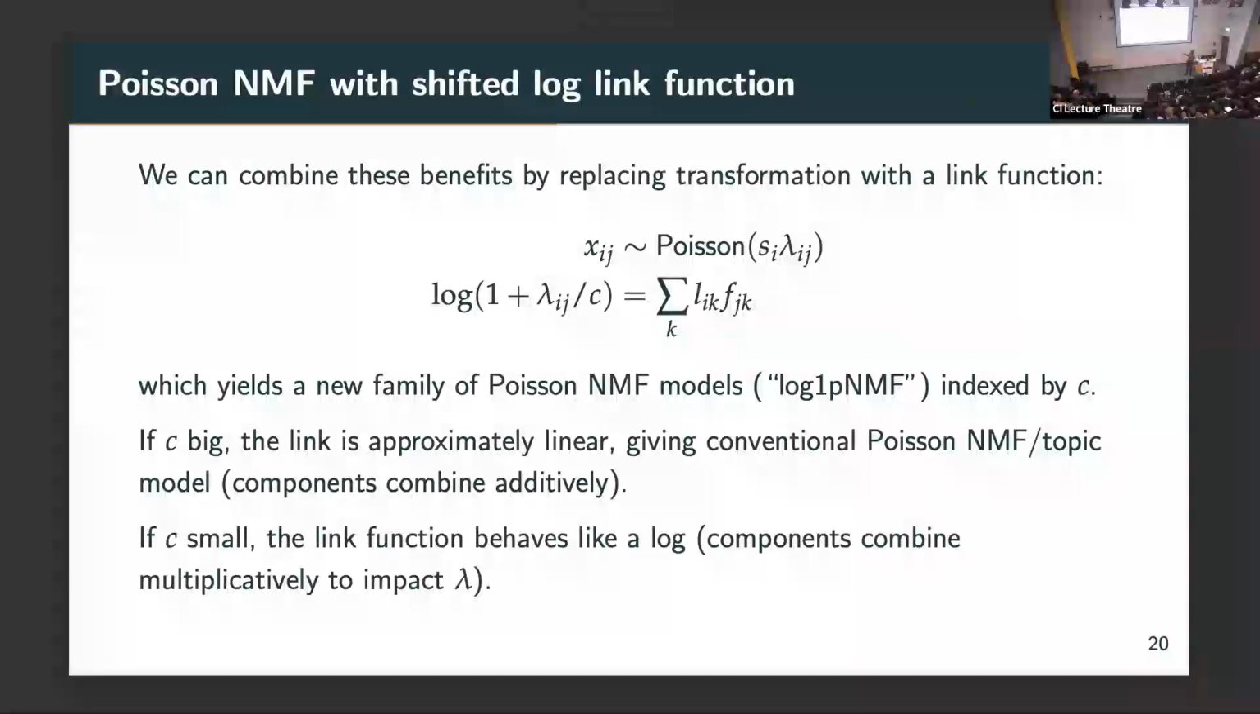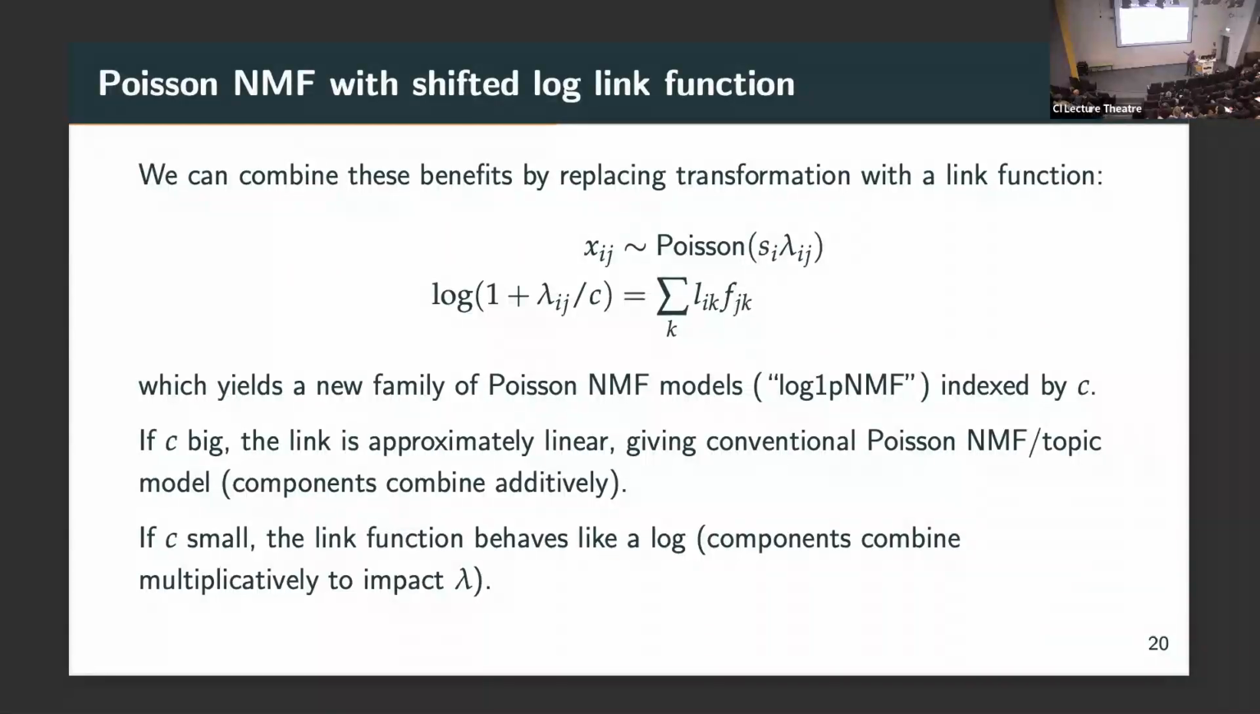We can combine those ideas by having a Poisson model, but with a link function instead of doing the transformation. This link function has the property that, unlike the log link function, it maps non-negative things to non-negative things. So the shifted log, whatever value of C you use here, maps non-negative lambda to non-negative lambda, and so it's suited to non-negative matrix factorization in a way that, say, the log link is not.